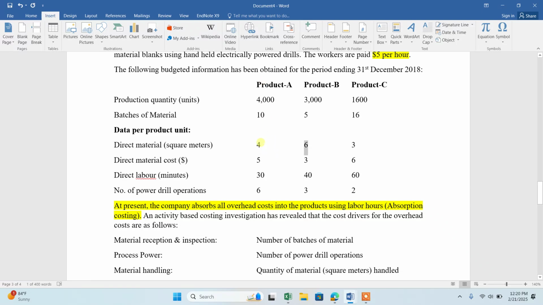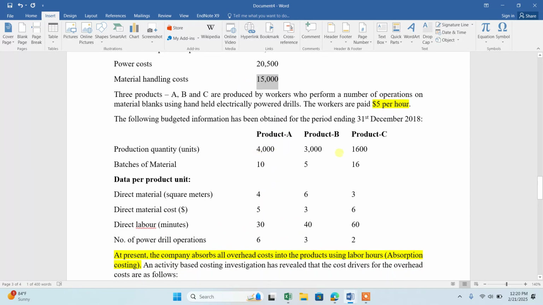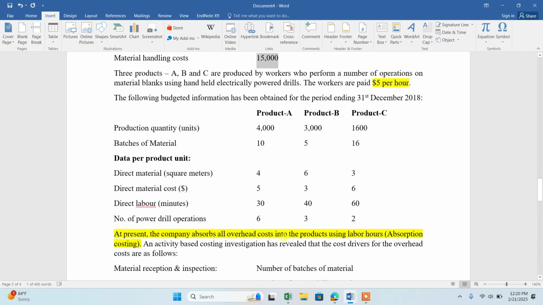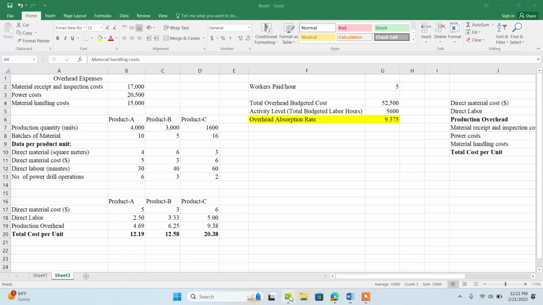And this is 6 for one unit, and this is what is required to produce one unit of product C. No matter this, the total expense is 15,000. This is actually the total material handling cost of producing all these units, not for one unit. What we need to do is divide this 15,000 among these three products to calculate the cost of one unit. But for that, we need to calculate the cost driver rate.